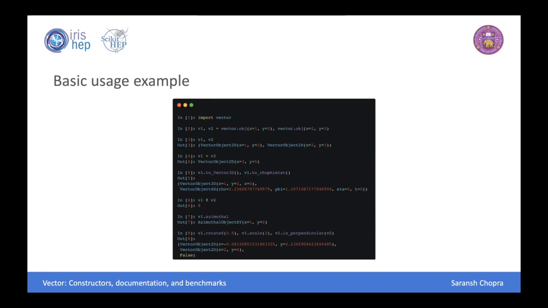You can also convert that vector to a 3D type vector, or change the coordinate types. So going from x and y to rho phi eta tau, rho phi eta t, and eta and t would automatically be assumed to be 0. Then you can perform vector operations like the dot product and cross product, and take out the azimuthal values or the longitudinal values, rotate the z value, scale the vector, check if the vector is perpendicular to any existing vector, and anything that you would want to do with a normal vector.